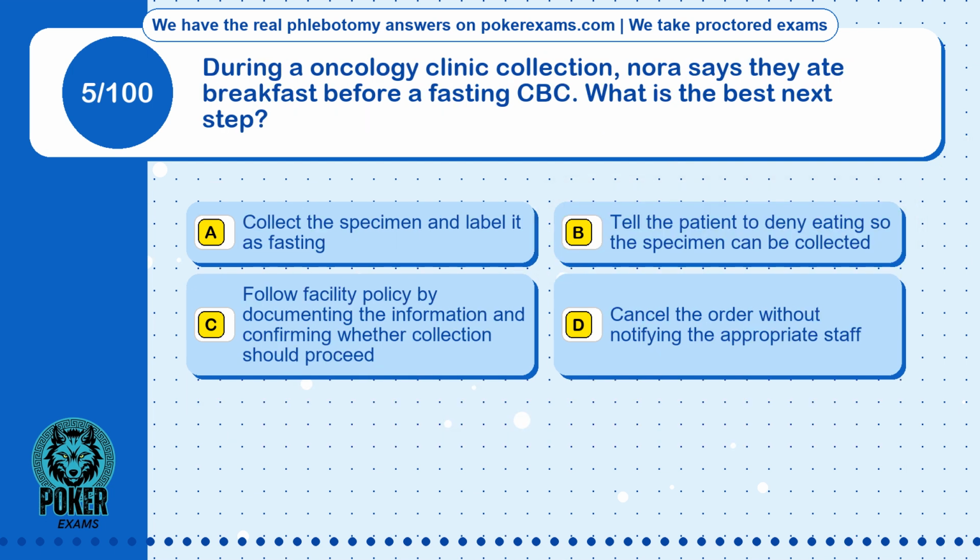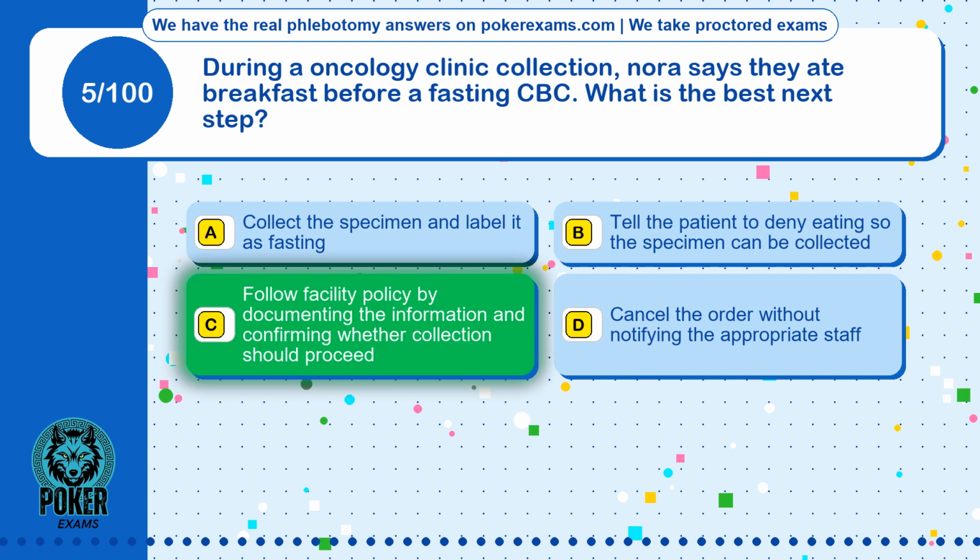Question 5. During an oncology clinic collection, Nora says they ate breakfast before a fasting CBC. What is the best next step? Option A. Collect the specimen and label it as fasting. Option B. Tell the patient to deny eating so the specimen can be collected. Option C. Follow facility policy by documenting the information and confirming whether collection should proceed. Option D. Cancel the order without notifying the appropriate staff.